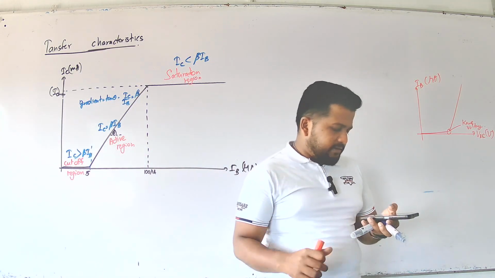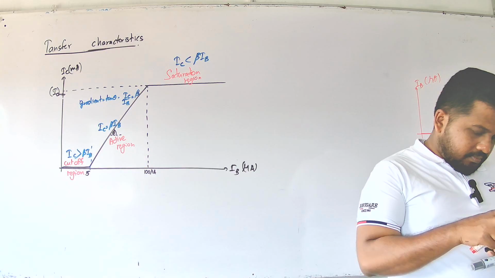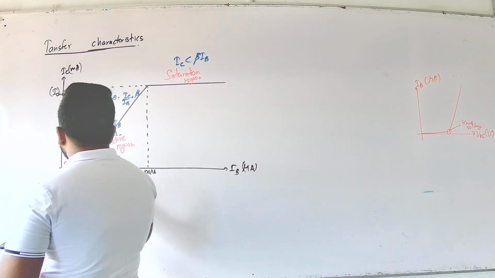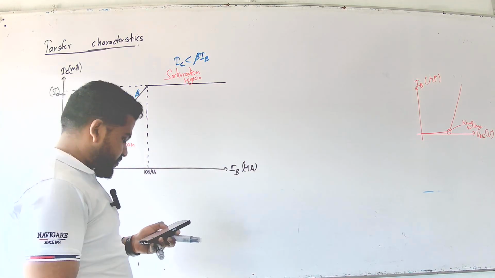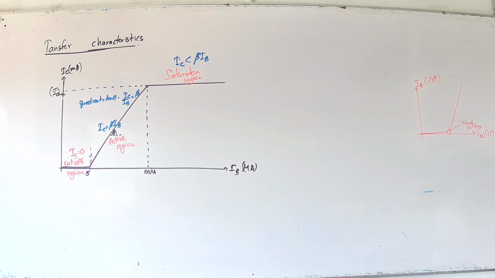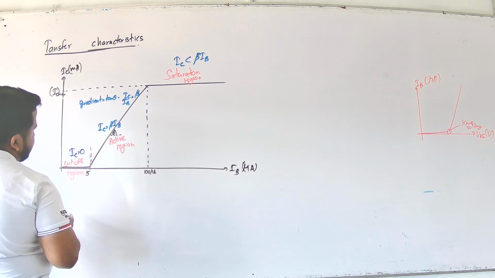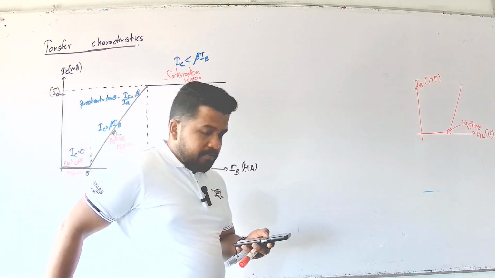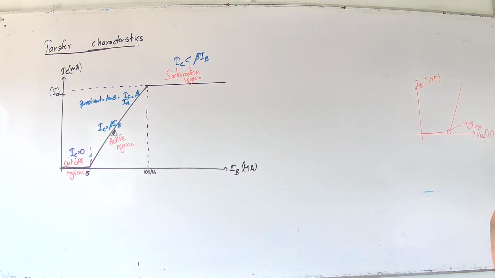This is the characteristic which shows the variation of output IC with the variation of input IB, using the circuit shown above.